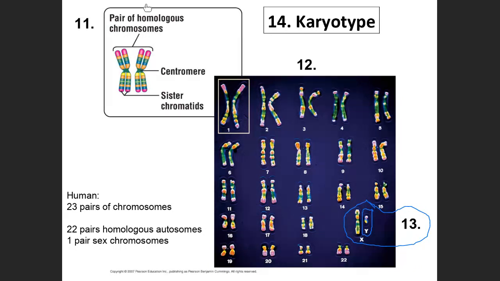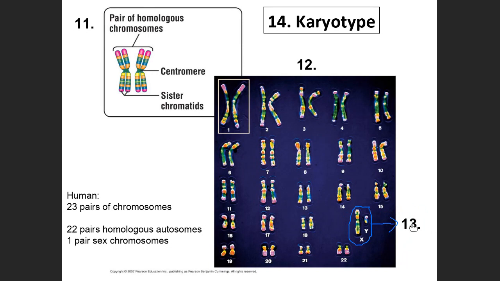Since these last 2 chromosomes collectively are said to determine the sex of the offspring, they're referred to as the sex chromosomes. I'm not going to write it out, but I'm pointing to number 13. They're referred to as the sex chromosomes.